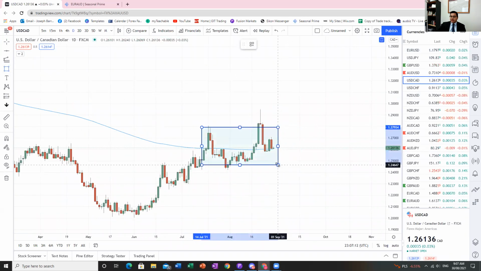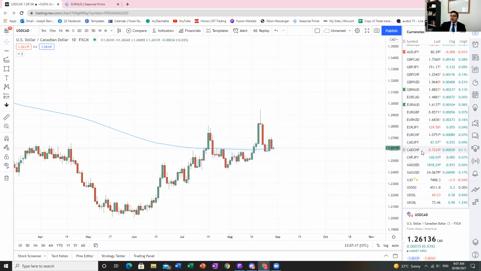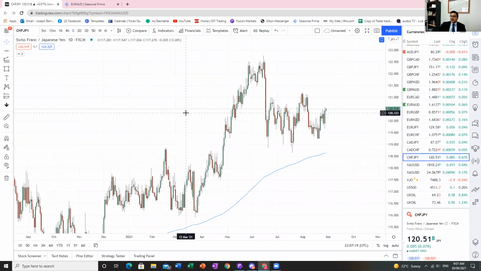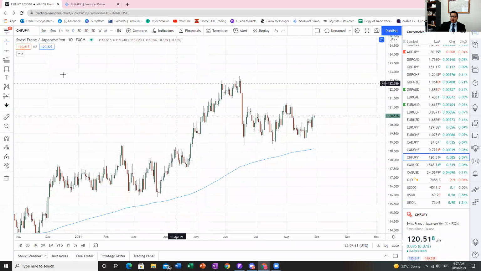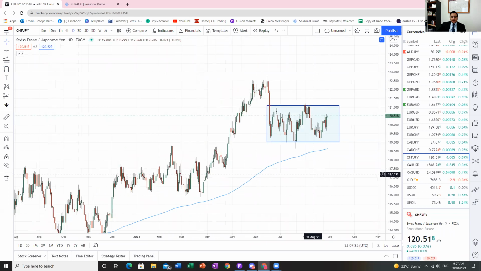It's not trending enough. It's stuck within a consolidation. I just don't even bother looking at that market. I like to see trends, follow the trends. Swiss yen, I really wanted to see this consolidation break.